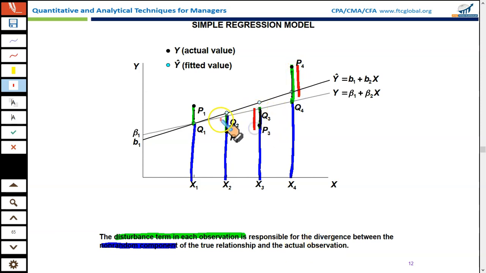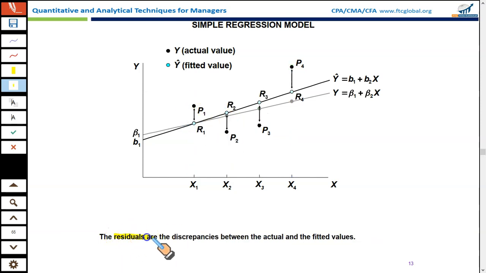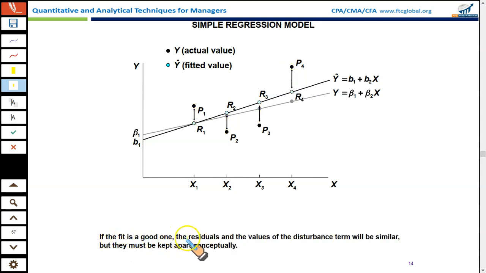So it's more or less repetition, but I want to make sure that you understand it well. Whereas the residuals are the discrepancies between actual and fitted. Actual, fitted, actual and fitted. So it says if the fit is a good one, the residuals and the values of the disturbance term will be similar, which means these two lines will lie over one another. But they must be kept apart conceptually. But the idea is if the disturbances and residuals are the same, then these two lines tend to be the same.